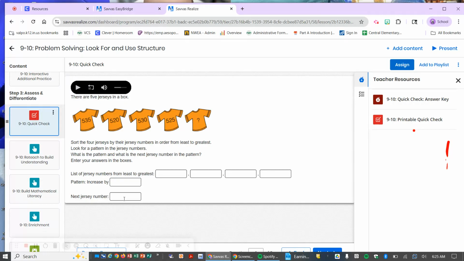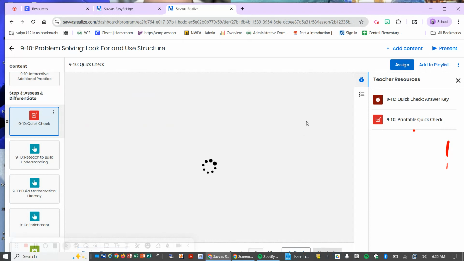You can use a whiteboard always. Put them in order from least to greatest. So you're going to have to look at the 5s, 10s, and 1s on these because they're different. So be careful and thoughtful when you work on that one. Number 2.